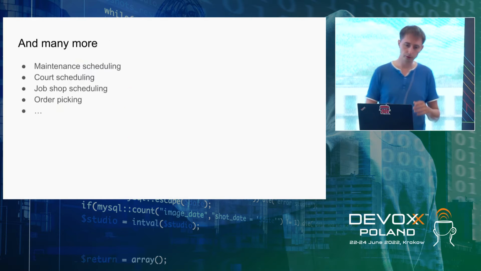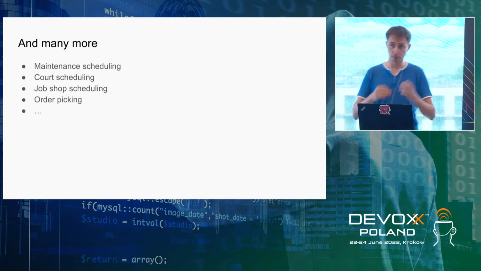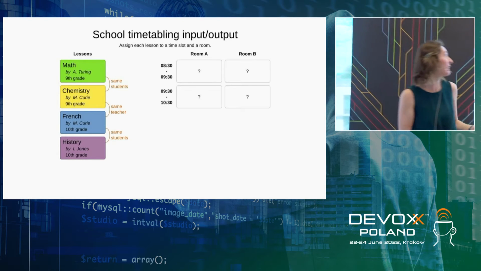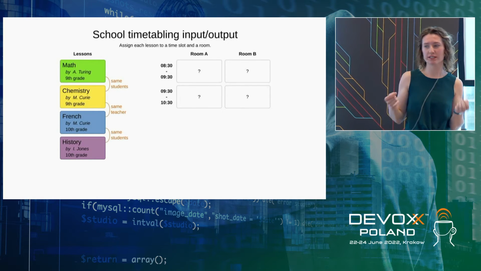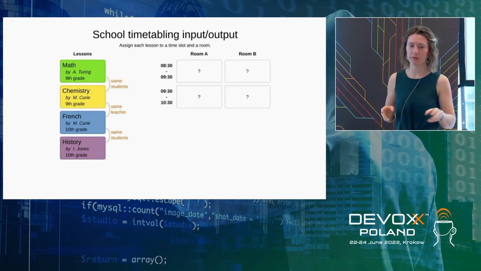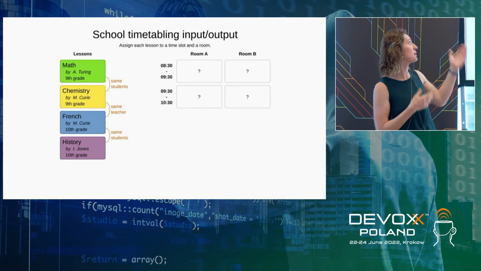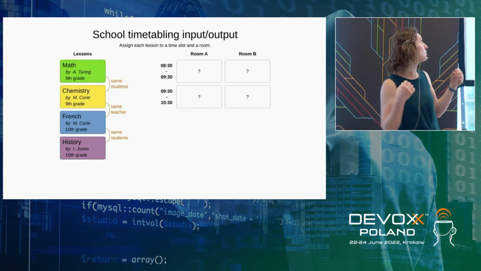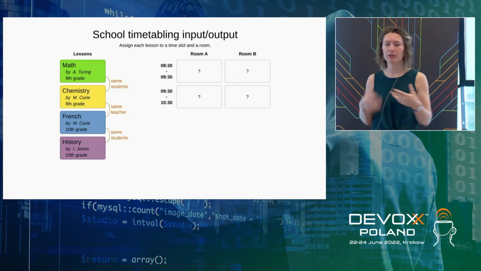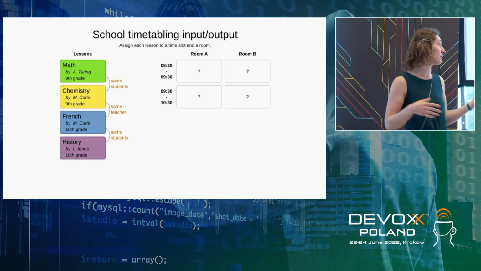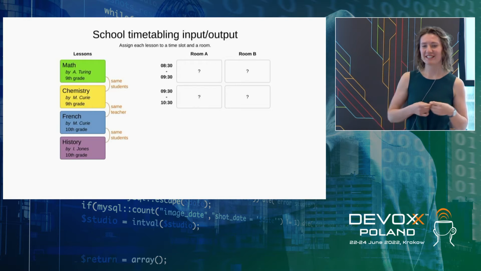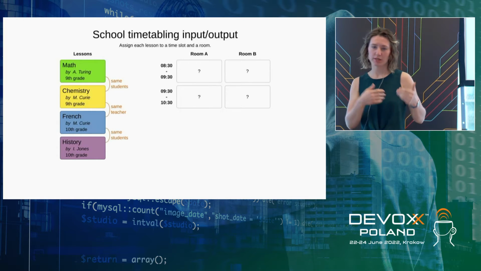But today we're going to focus on a simple problem, which you might remember from high school, the school timetabling problem. Yeah, so what is the problem? We need to assign lessons we have to the different slots that we have. So for example, we have a set of lessons like math taught by Turing for the 9th grade, chemistry and French taught by Marie Curie for the 9th and 10th grade, and history taught by Indiana Jones for the 10th grade, right? And we have 2 rooms and 2 time slots.